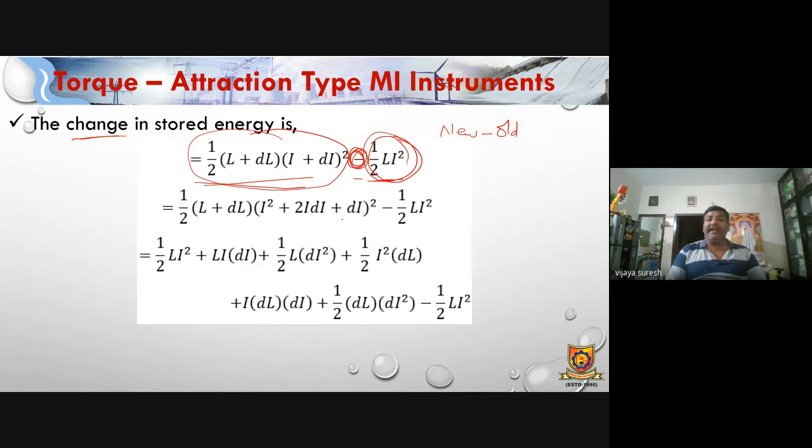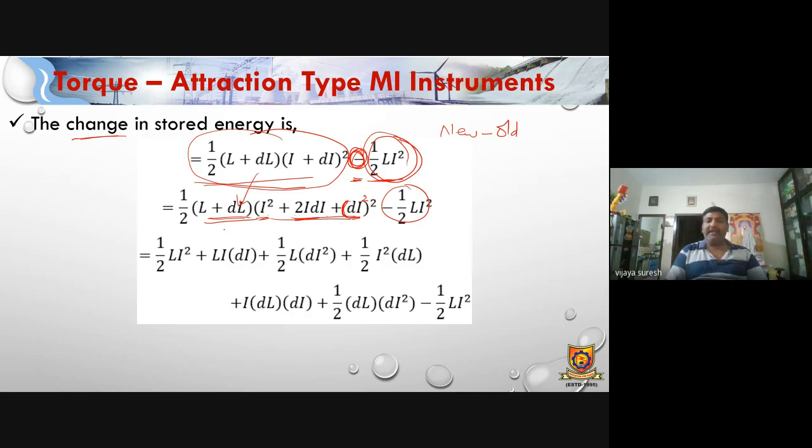Now we are expanding this expression. L plus dL as usual, and I plus di whole square, just like a plus b whole square, which is a square plus b square plus 2ab. So I square plus di square plus 2 into I into di, with a bracket missed earlier. Then minus half L I square for the change. Now we obtain half into L plus dL into I square plus 2I di plus di square.